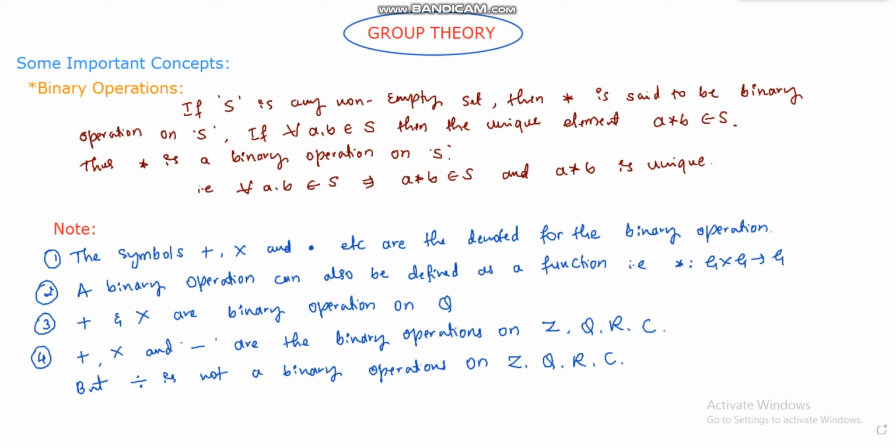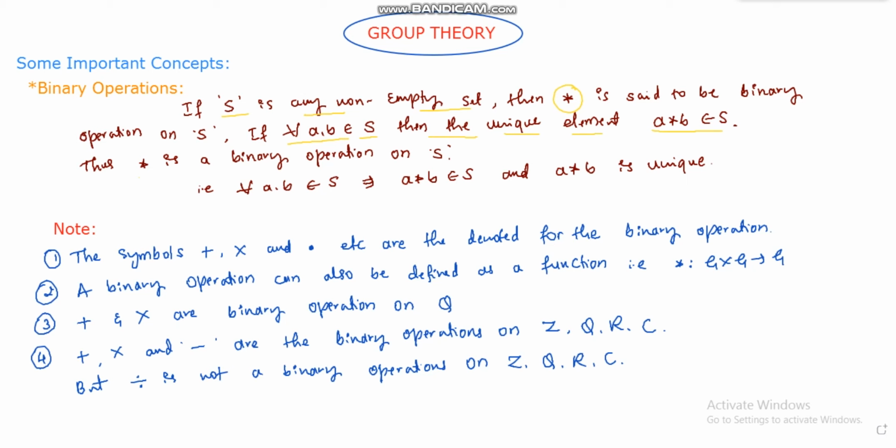If S is any non-empty set, then star is said to be a binary operation on set S if for all a, b belongs to S, the unique element a star b belongs to S. Thus, star is a binary operation on set S. That is, for all a, b belongs to S, this implies that a star b belongs to S and a star b is unique.